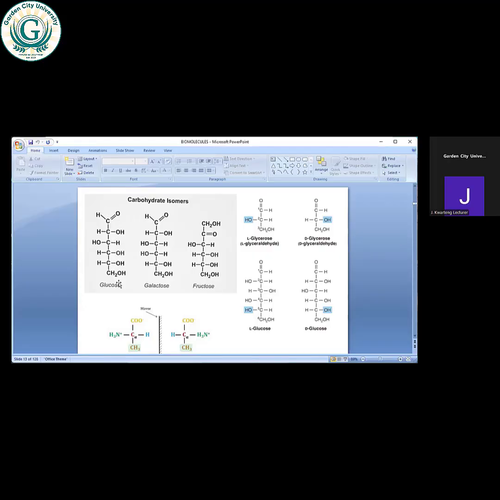Now, in terms of the number of carbon atoms, they all have the same number of carbon atoms, 6. So if you have 6 carbons, then you are a hexose. So we can refer to glucose as what? An aldohexose. Aldo means what? It has the aldehyde functional group. Hexose means it contains 6 carbons. Galactose is equally an aldohexose, but fructose is rather what? A ketohexose.